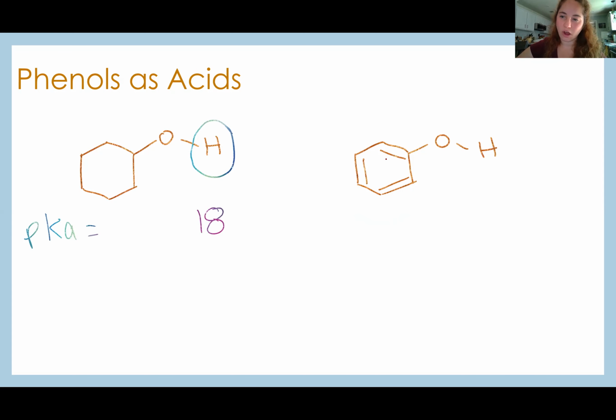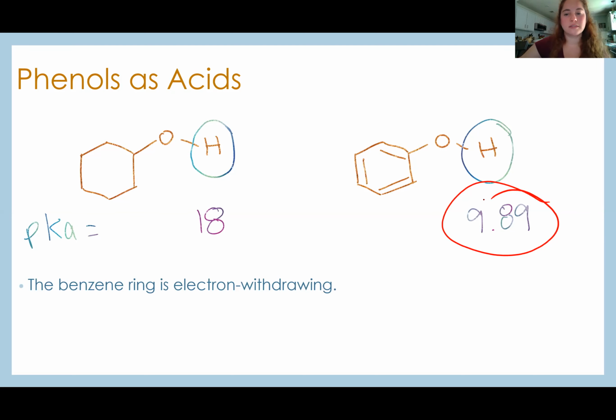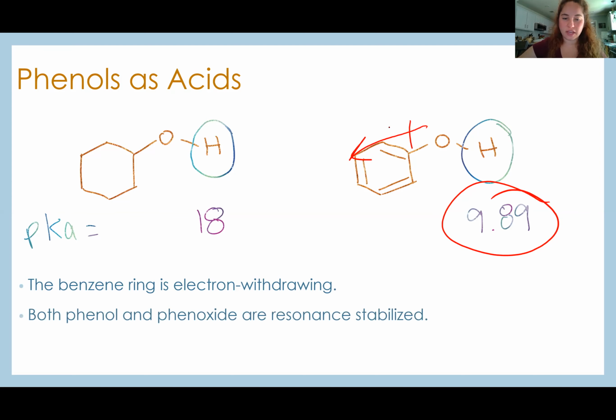And the pKa of phenol, we learned earlier, I said 9.95 earlier. This value is a little different. Let's go 9.9 is fine. So 9.89, phenol is significantly more acidic than cyclohexanol. The reason why is that the benzene ring is electron withdrawing. So this is an inductive effect happening. We're pulling electron density away from the oxygen. And also phenol and phenoxide are resonance stabilized.